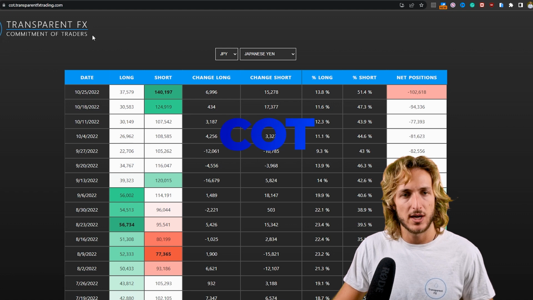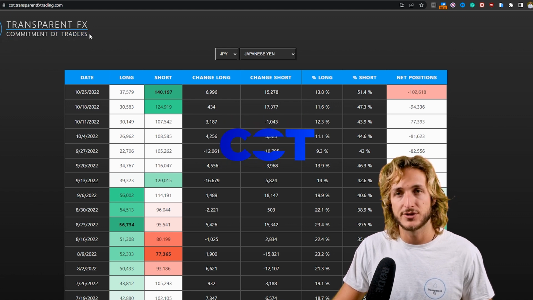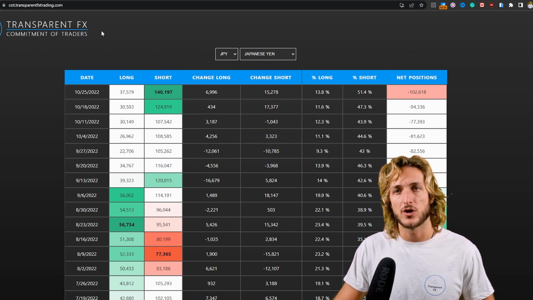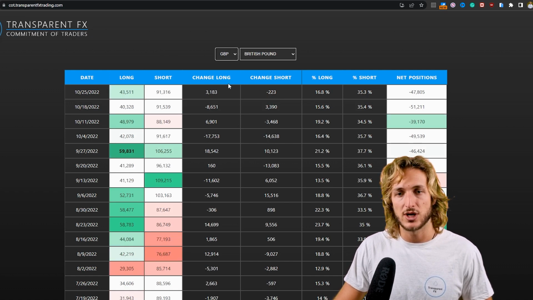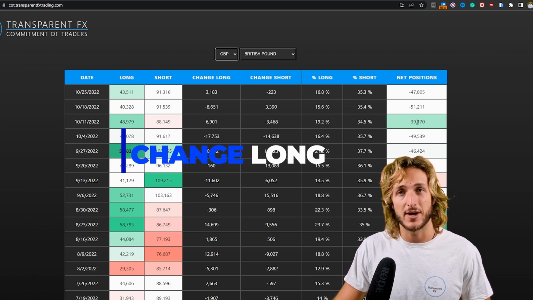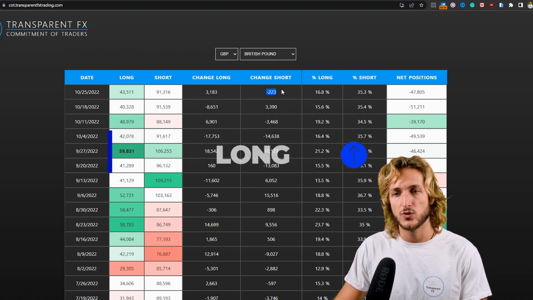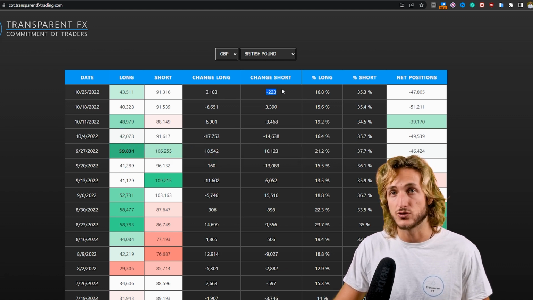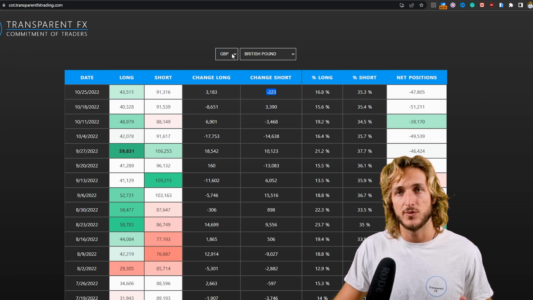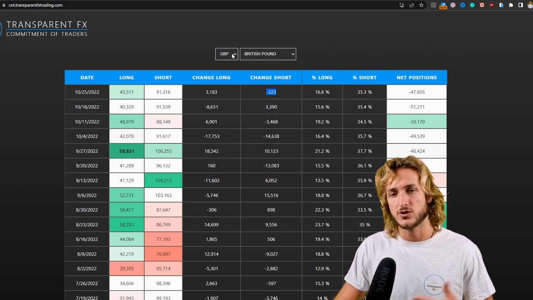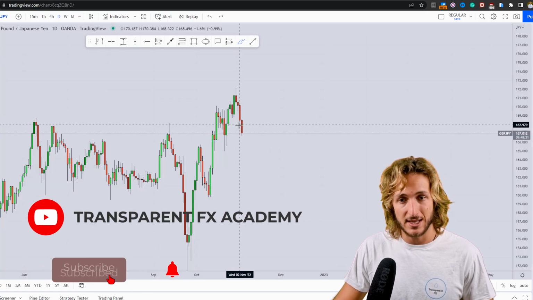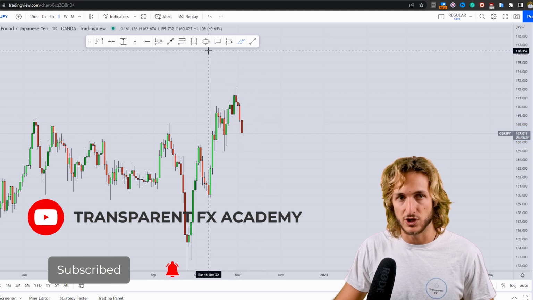Now, if we go and see what we have when it comes to the commitment of traders, so the COT data, which is what the non-commercials, so the biggest speculators in the market, are doing, and we check the data for the pound, what we can see is that with the last reports on the pound, we have seen 3.1k longs added and 200 shorts getting closed from an institutional perspective, which is making the GBP stronger. So since the pound is getting stronger, there is definitely the possibility for this potential rejection higher.